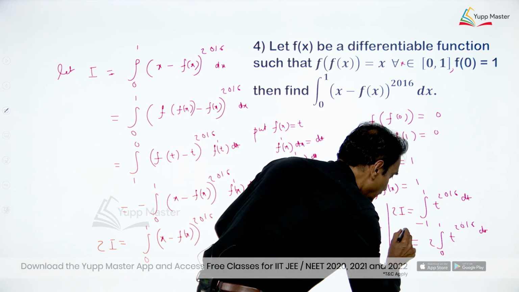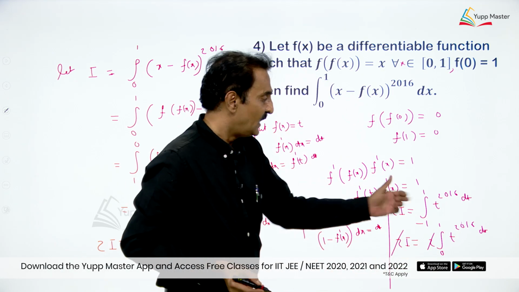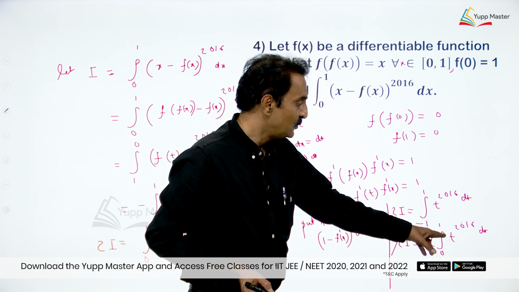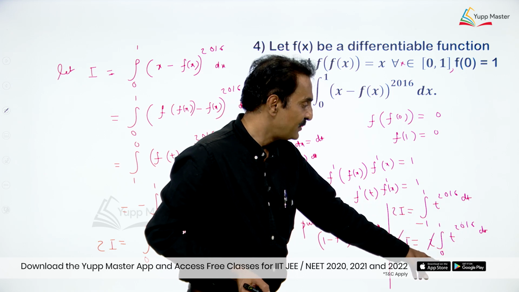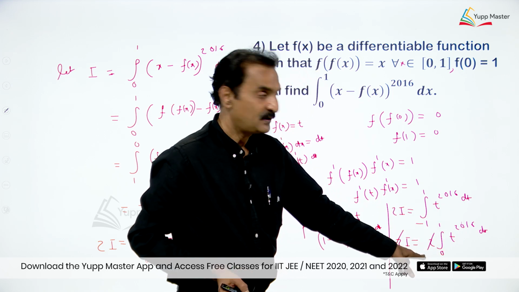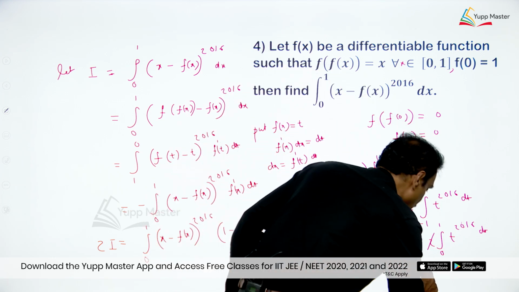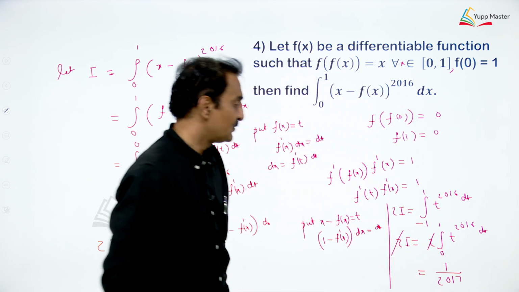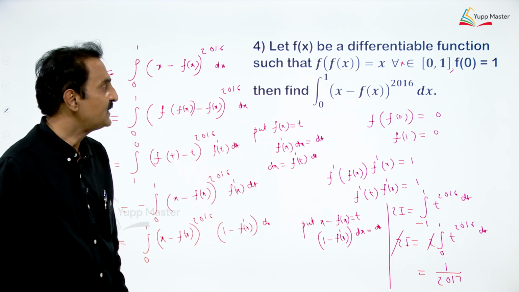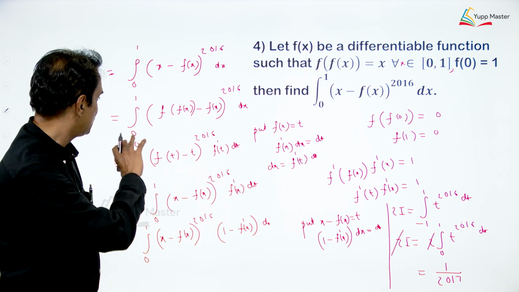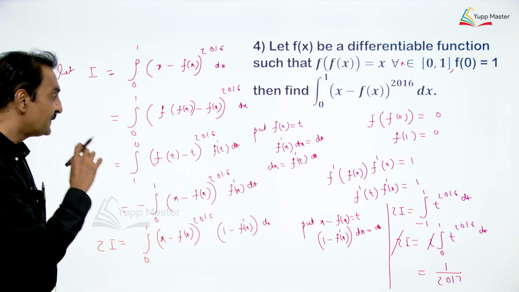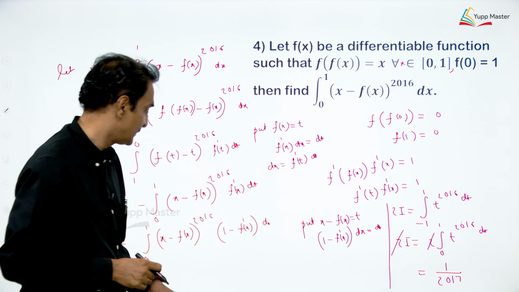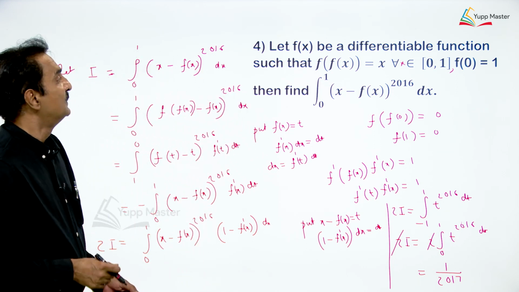2I is equal to that. So, you can cancel 2, and what is the value of the integral of t power 2016? It is t power 2017 by 2017, and if you substitute 1, you will get I is equal to 1 by 2017. Okay, nice question, and this kind of ideas are very difficult, only you can get it by practice. Okay. Next question.